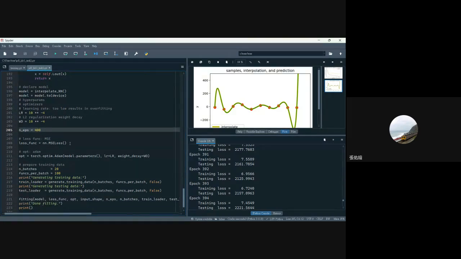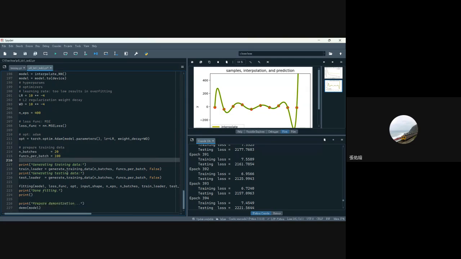The loss function is MSE loss, while the optimizer is Adam, to ensure the convergence will be observed. Then the number of training data: we give 20 batches and 100 functions per batch.